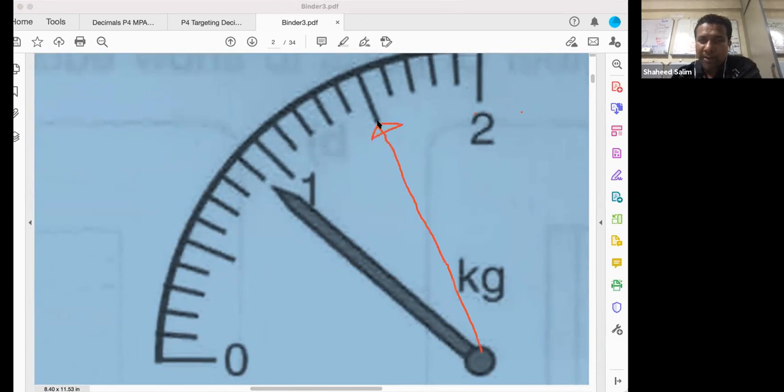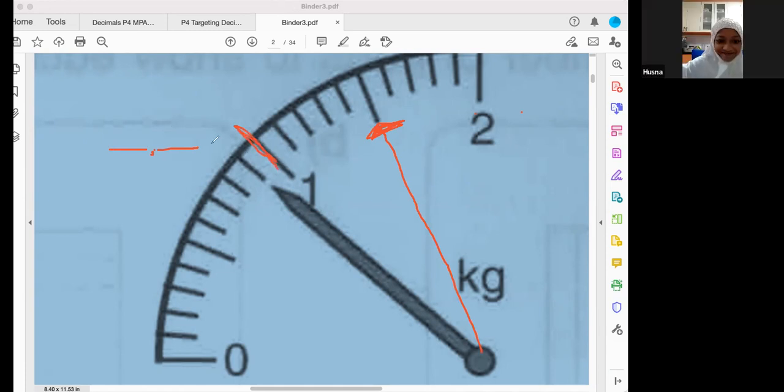So Neris, what is this? What decimal is this? But Neris has left her place. So Shafia, what's the answer, Shafia? This is over 1. It is over 1 already. 1.5. Yes, 1.5 kg. Okay, so we move on to the next one.